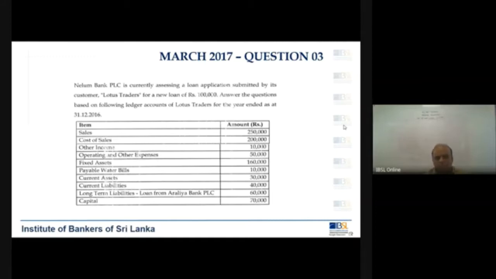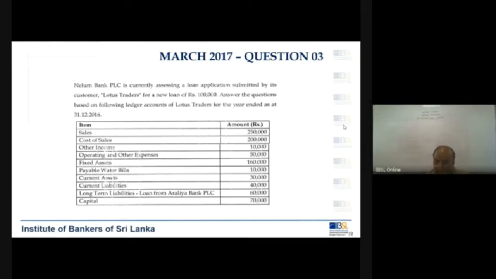They have said sales 250, cost of sales 200, other income 10,000, operating and other expenses 50,000, fixed assets 160,000, payable water bills 10,000, current assets 30,000, current liabilities 40,000, long-term liabilities. They have taken already a loan from earlier bank for 60,000 and they have capital of 70,000. So now you know what is income, what is expense, what is asset, what is liability, and what is equity. I don't need to tell you because we have already done those several times in the trial balance. When we were doing trial balance, I explained it to you.